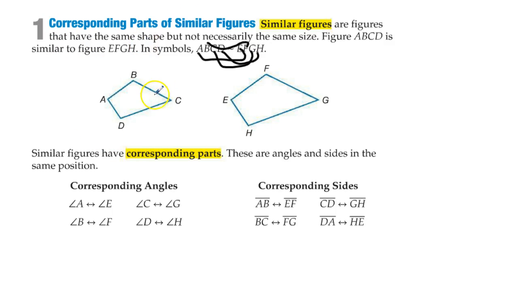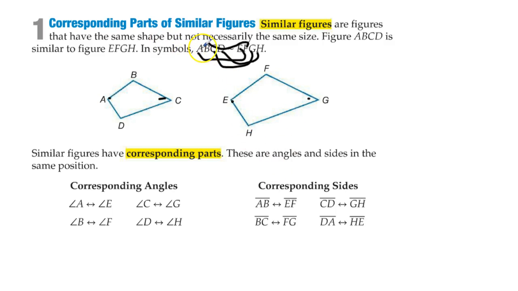But the order does matter in the statement. It tells you what corresponds to what. So what that means for us is, like I said down here, A corresponds to E, C corresponds to G. A and E are both in the same spot. C and G are both in the same spot.